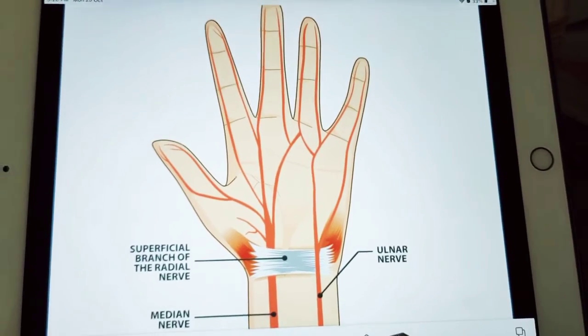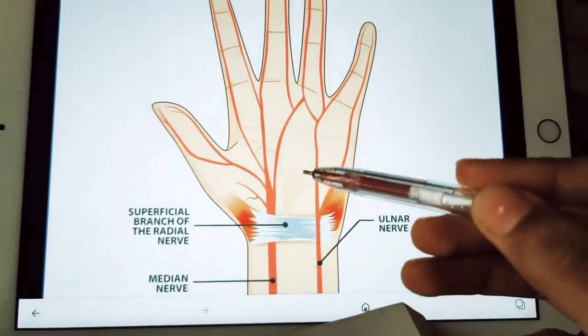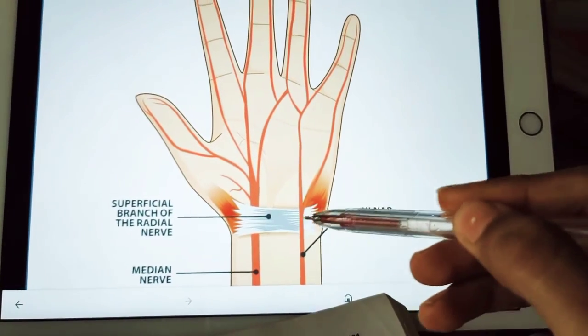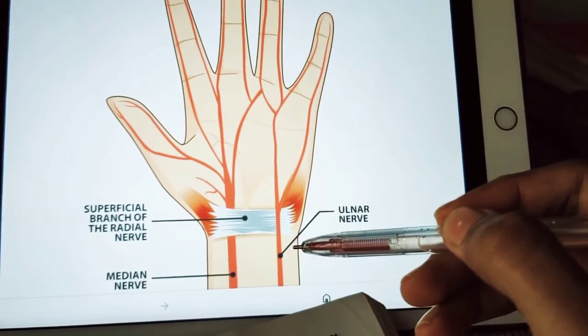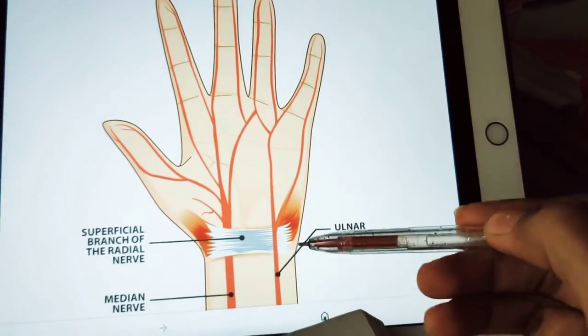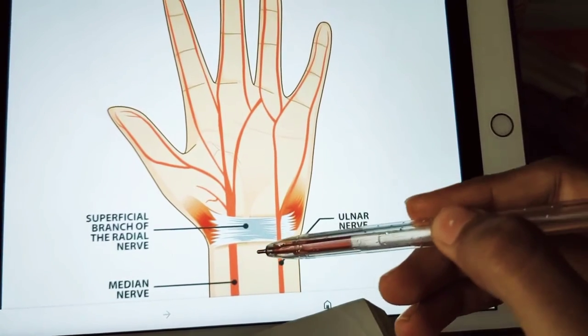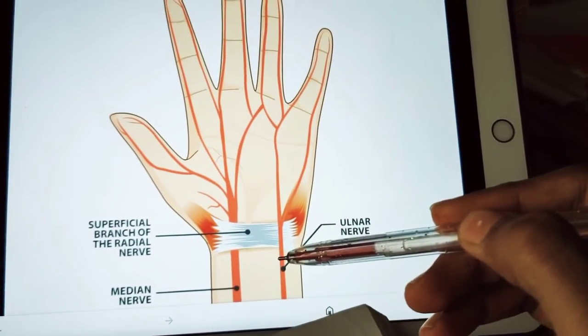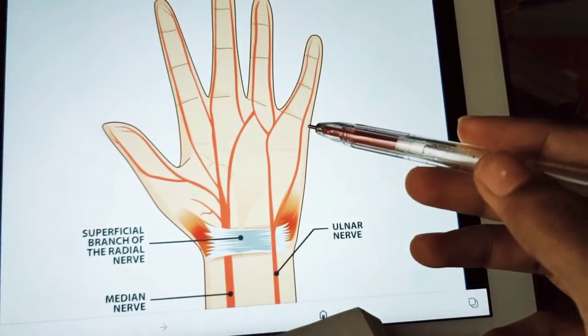Now let us try to understand the relations of the ulnar nerve. First, the ulnar nerve enters the palm by passing superficial to the flexor retinaculum, where it lies between the pisiform bone, which is always on the little finger side, and the ulnar vessels. Here the nerve divides into superficial and deep terminal branches.